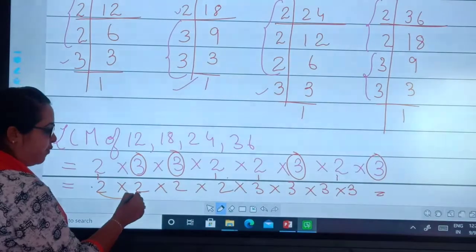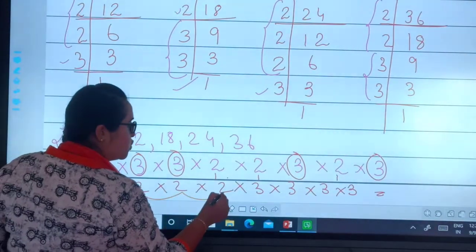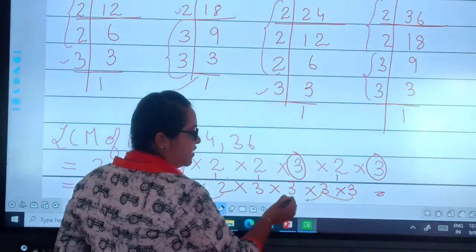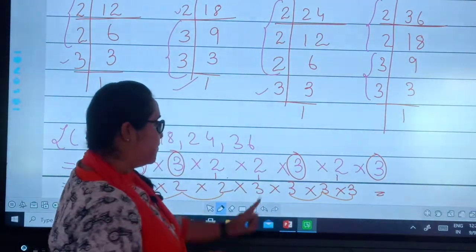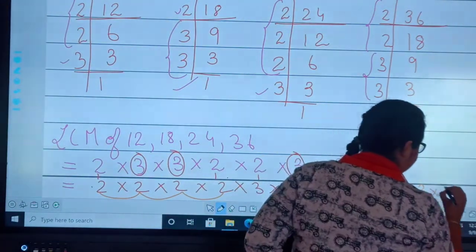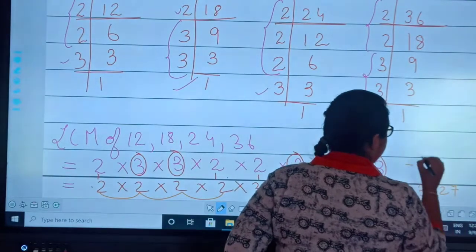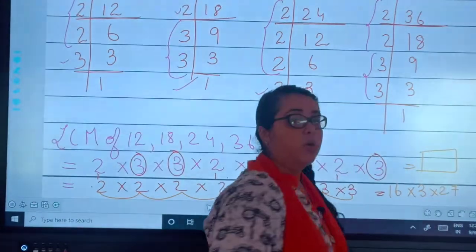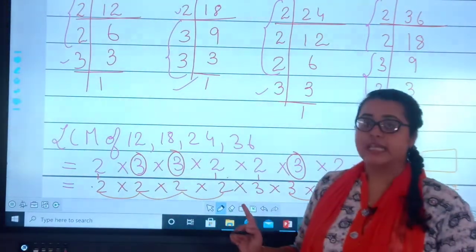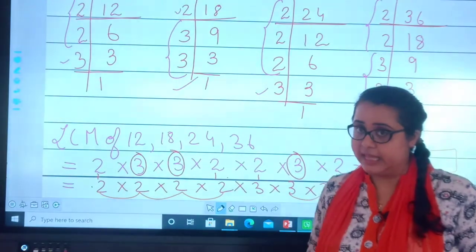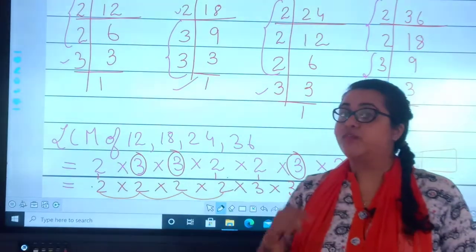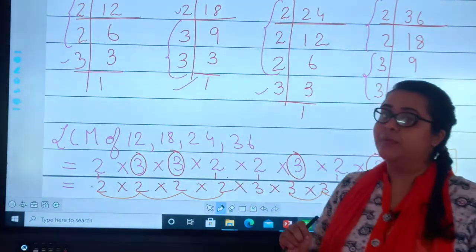Now I will find my answer. 2 2s are 4, 4 2s are 8, 8 2s are 16, 3 3s are 9, 9 3s are 27, and this 3 is left. So when I multiply 16 into 3 into 27, I will be getting my final answer. Okay students, the main point was which numbers we will consider and which numbers we will not consider.